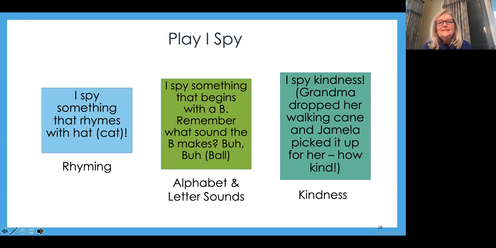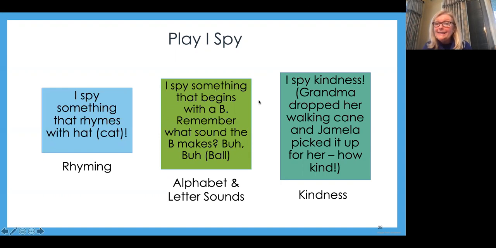And then these are some things that we sent home to families. So practicing rhyming, because we know how important rhyming is, and for some children, even though we start early, rhyming can be hard. So if you're in the car or on a bus, play I Spy. I spy something that rhymes with hat. Oh, there's a cat. Or I spy something that begins with a B, and that's a good time to practice what it sounds like, right?